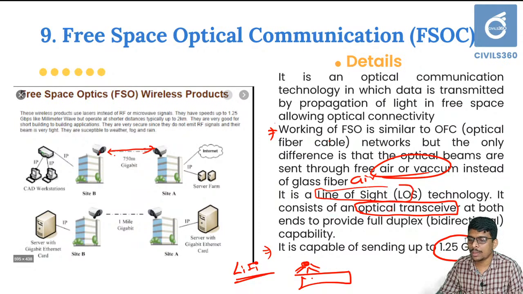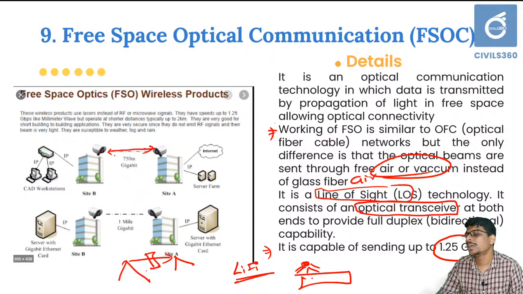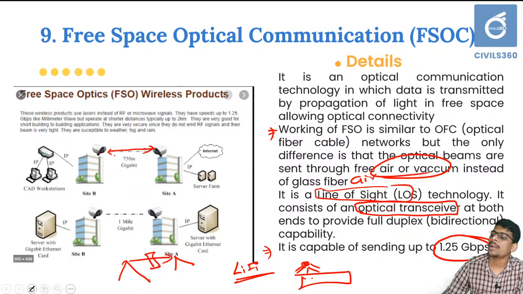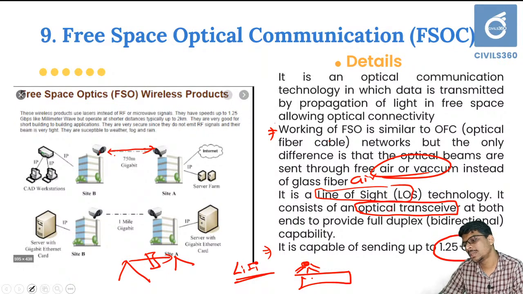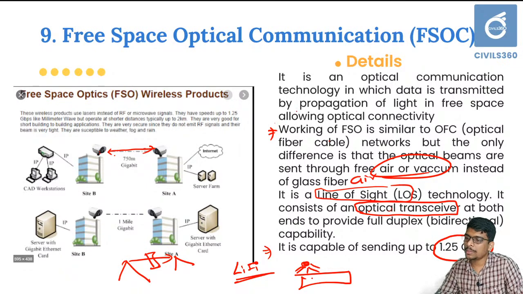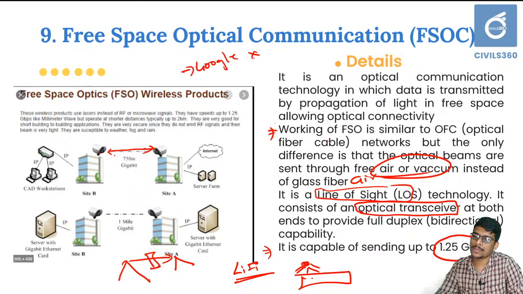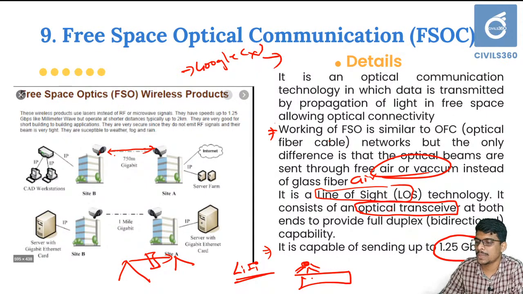That means both the transceivers should be in line of sight. If something is blocking them, this communication will not happen. For example, even a paper or a blackboard or somebody standing between them will affect the communication quality. Okay, this is the free space optics wireless network, or free space optical communication system. The reason for this being in the news is that Google and its subsidiary X have provided certain equipment for Andhra Pradesh to develop FSOC networks in Andhra Pradesh.